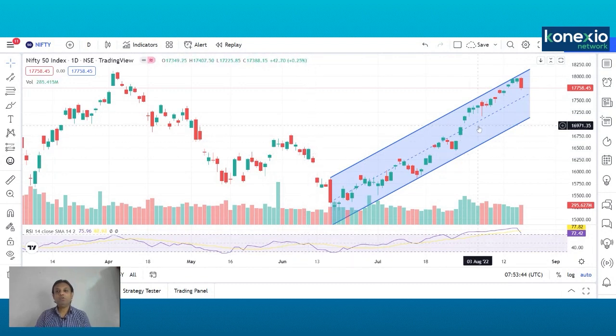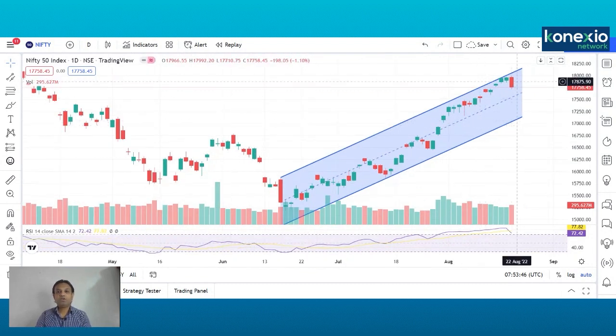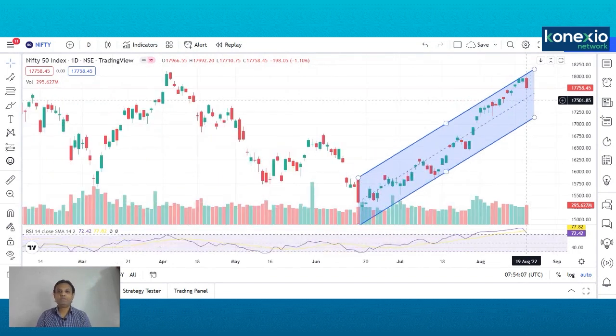But as of now, looking at this daily chart, some sort of profit booking cannot be ruled out. Looking at this particular pattern, we feel that Nifty has the potential to test the levels of maybe 17,450 on the downside, and from there we might see the next leg of the upside rally continue in the coming weeks.